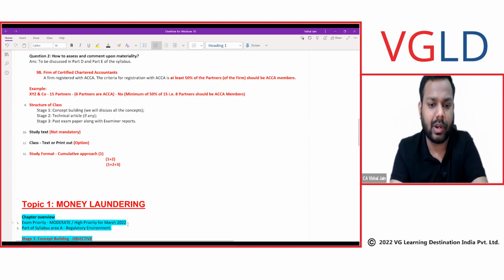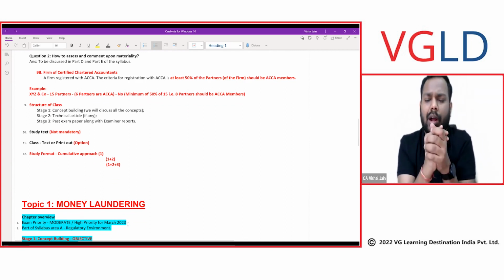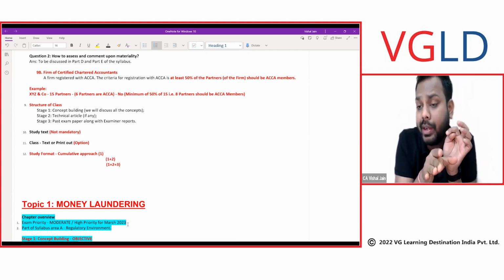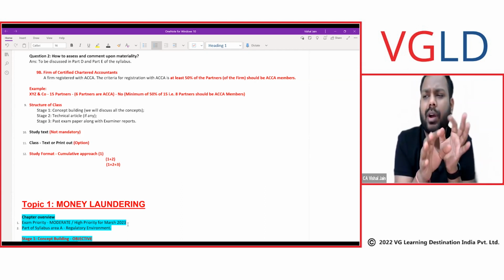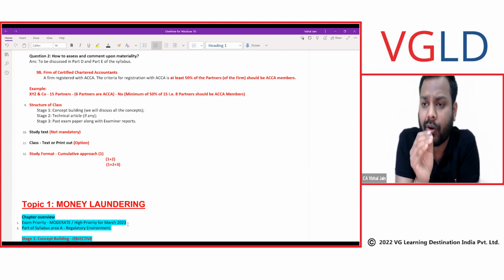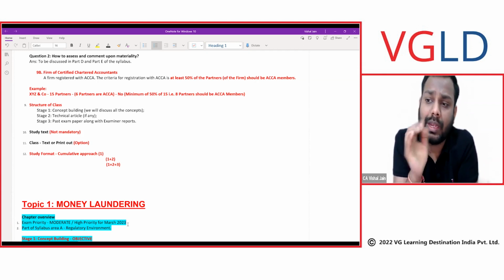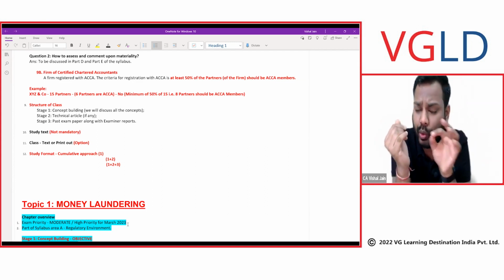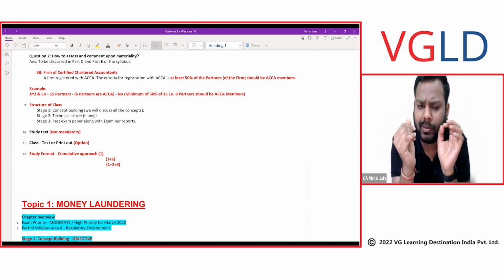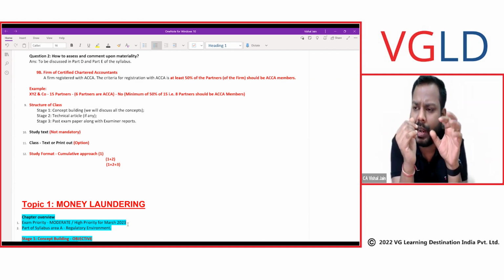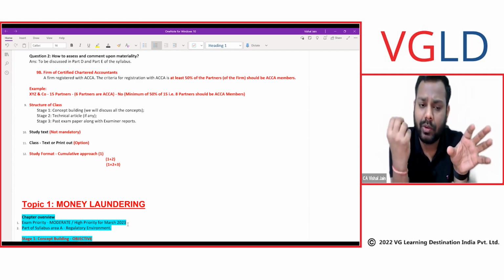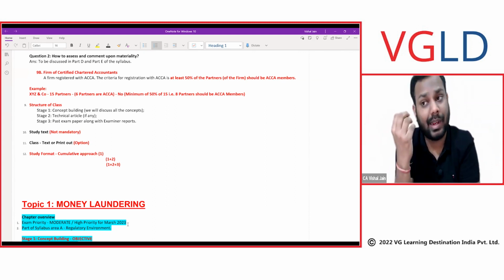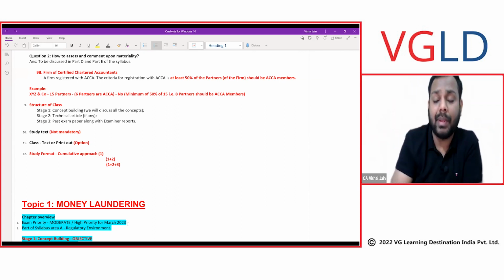Okay, sorry, 23, right? But I believe money laundering, as a part of the regulatory environment, can be of high priority as well for the March 2023 attempt. Why? Because I have seen that in the last two attempts, the importance of money laundering has reduced. So it might be the case that in the March 2023 attempt, it can be asked in the exam.